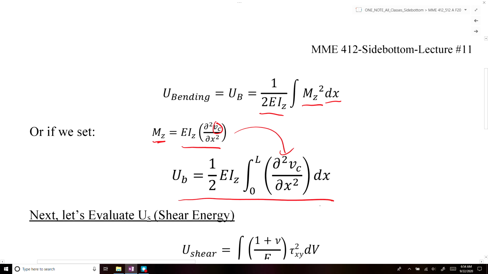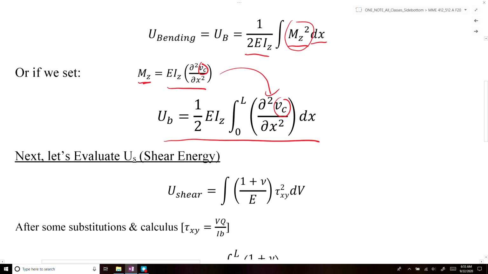So either of these two is fine to use. It just depends on whether you already know what vc of x is equal to. If you do, you can use this equation. If you don't, you can use the moment as a function of z. It just depends on which one is easier to evaluate.